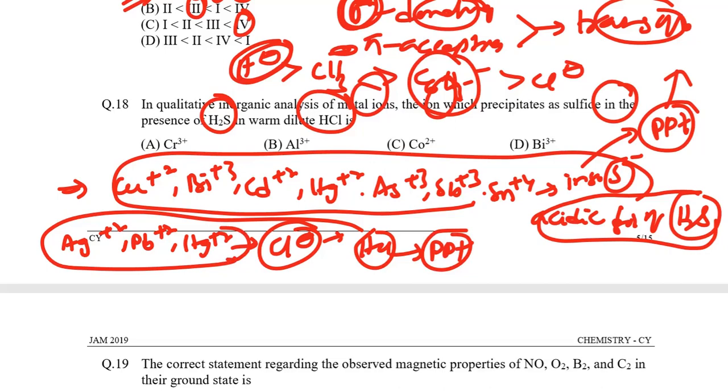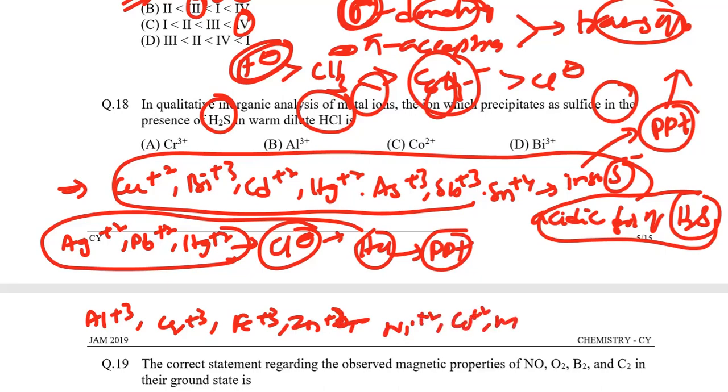Now just look at the next group of cations. Here we can say aluminum plus 3, Cr plus 3, Fe plus 3, zinc plus 2, nickel plus 2, cobalt plus 2, manganese plus 2. All of these metal cations produce slightly soluble sulfides. So they can be precipitated by adding basic solution of H2S.